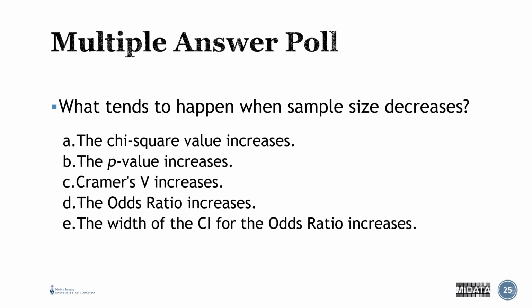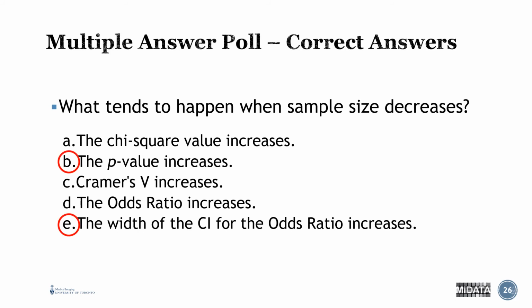So think of that, and we'll look at the answers in the next slide. If you answered B and E, then congratulations, you got the right answer. When looking at the 5 possible answers, we can see that with a decreasing sample size, we would not expect the chi-square value, Cramer's V, or the odds ratio to be all that affected because they measure the strength of the association or will be affected by the strength of the association.